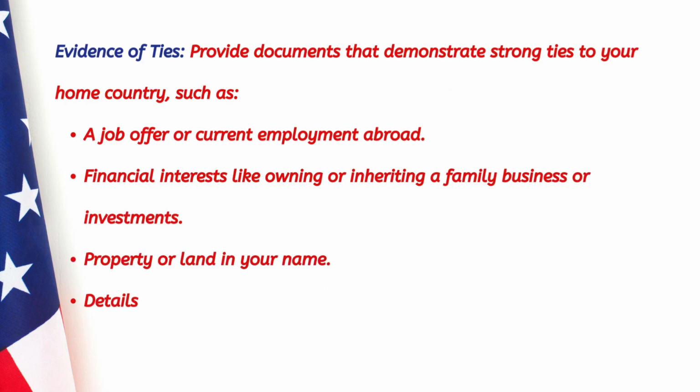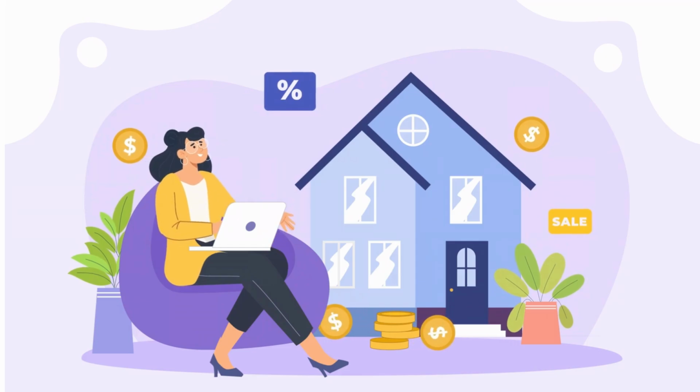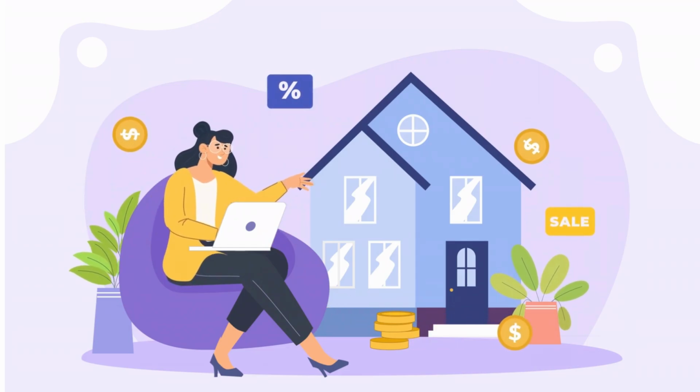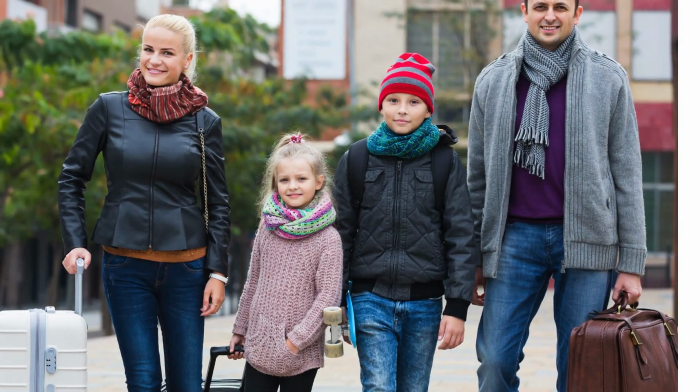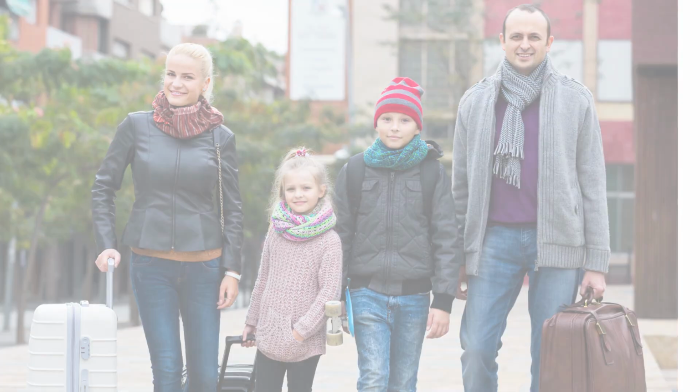It could be financial interests like owning or inheriting a family business or investments. Or it could be showing property or land in your name, or details about your immediate family members like spouse or children who depend on you.